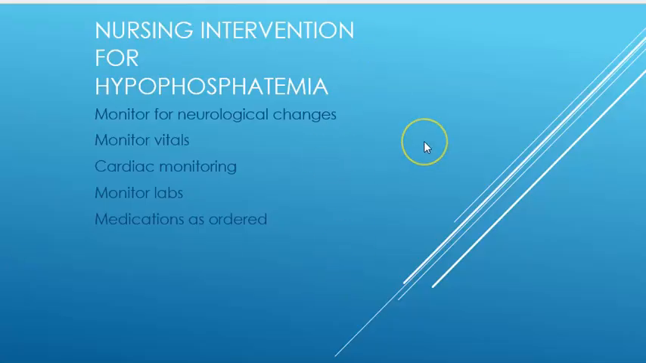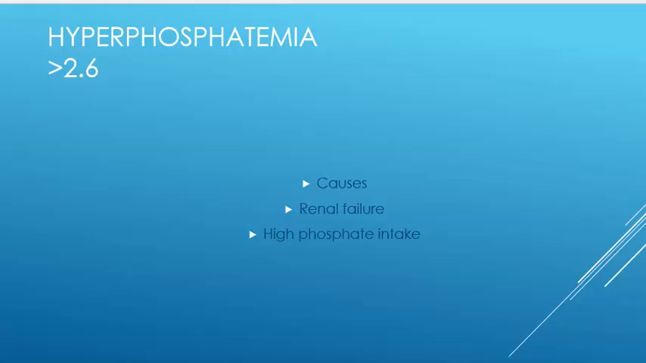Your nursing interventions: you're just going to monitor your patient very closely. Usually there will be an order for IV sodium phosphate or IV potassium phosphate if it is severe. Hypophosphatemia is usually not life-threatening, and it's usually caused by other electrolyte imbalances. Hyper, usually it is your renal failure patients. Phosphorus is excreted through your kidneys, and if your kidneys are not working, then your body can't get rid of it.